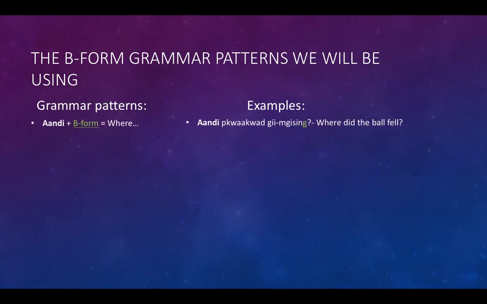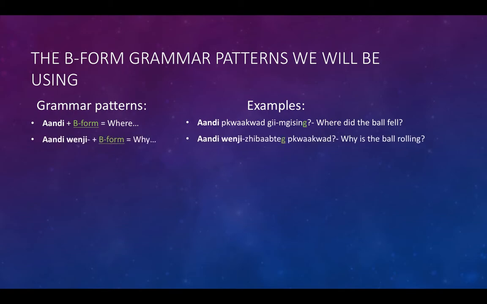Onde plus B-form equals where. So an example of that would be onde pquaquad gimgising. So you can see that onde is the first word. Pquaquad is our noun. It's ball. Gi, past tense marker. Mgisin is our VII word. And then the G at the end is our B-form inflection. All that together means, where did the ball fall?